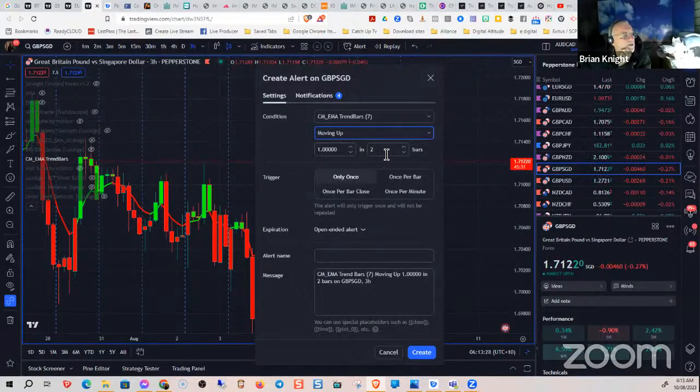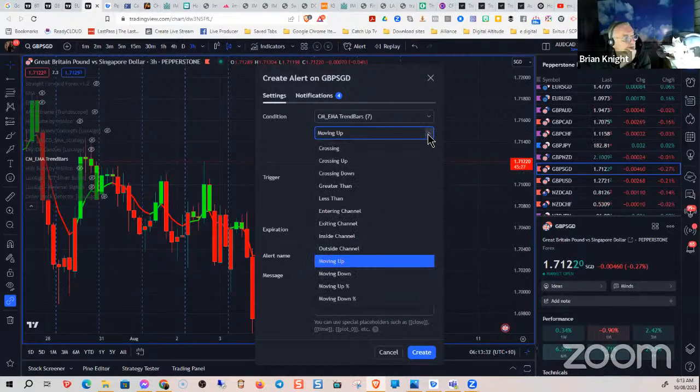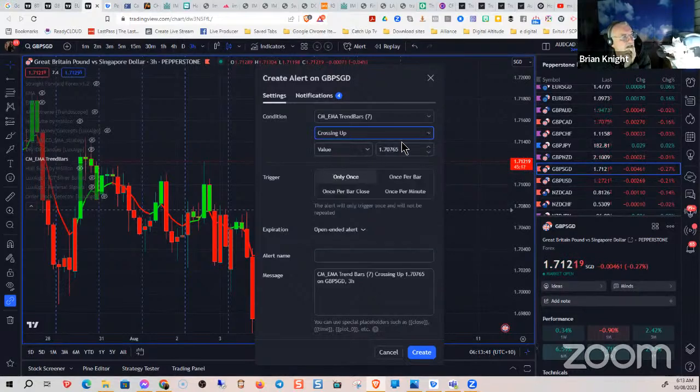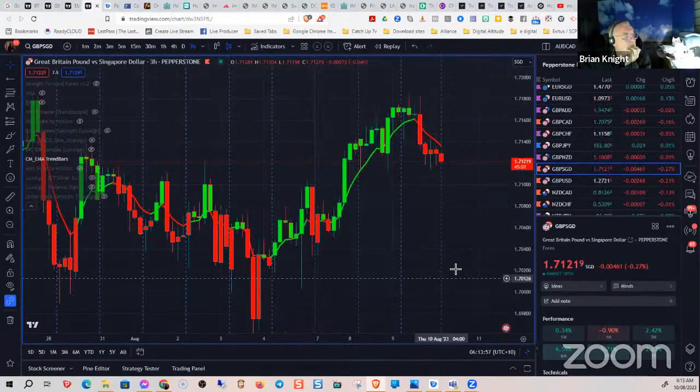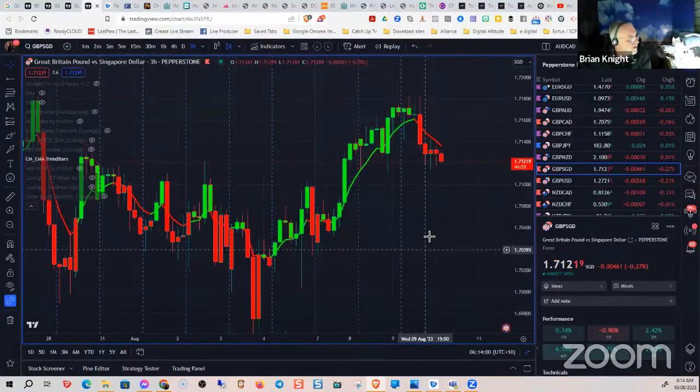Oh, see, this gives you a number of bars. It gives you a value again. It doesn't allow you to pick an up or a down. Which is a bit annoying, really.